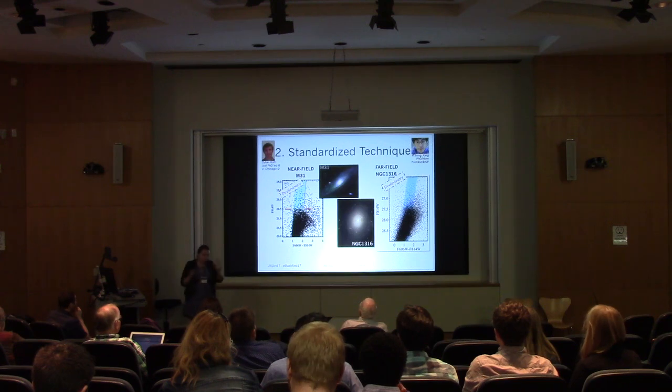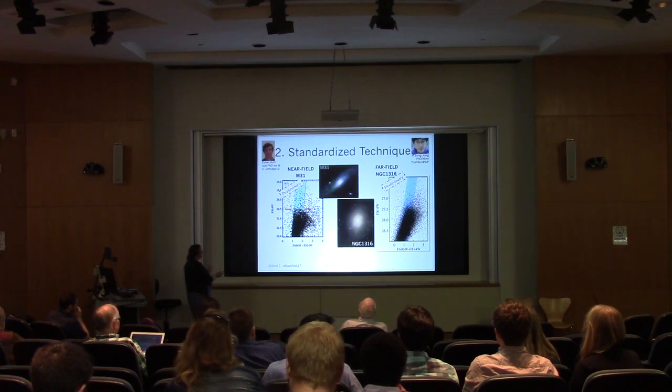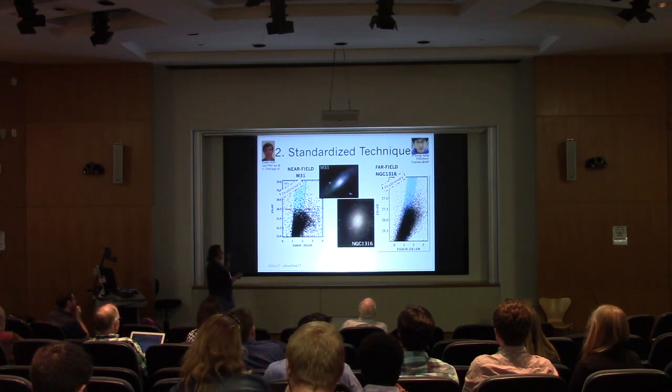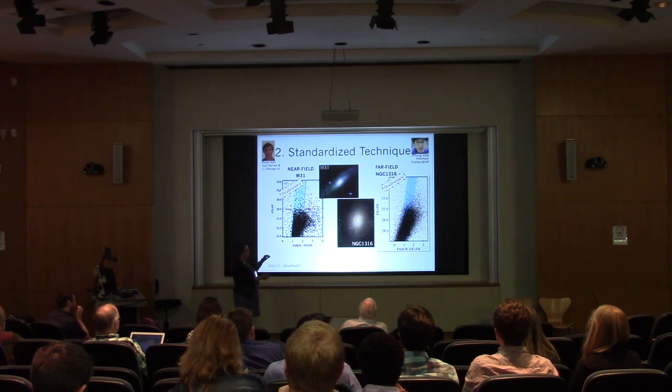To demonstrate that I didn't just pick my favorites, this is M31, equivalent measurement for M31. There she is. And 1316, which is the central galaxy of the Fornax cluster. There it is. Awesome.